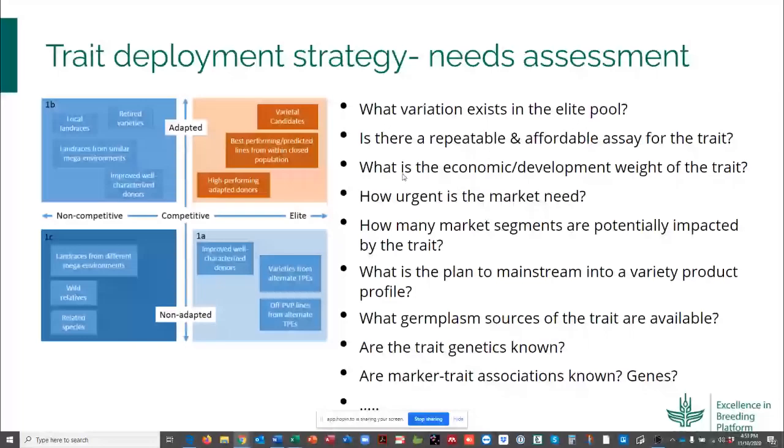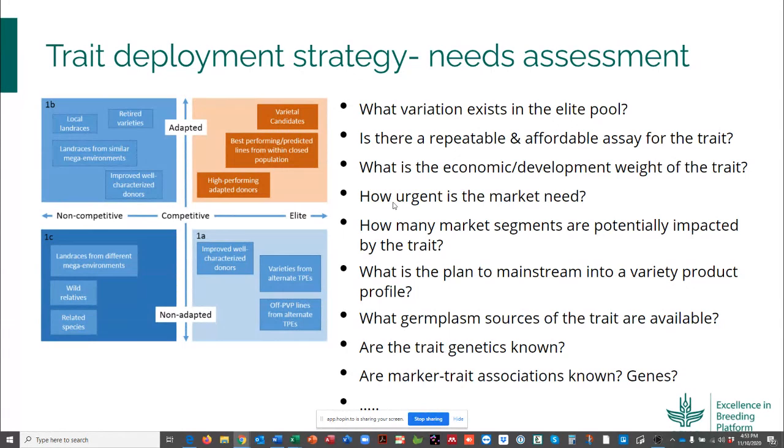And how urgent is the market need? Really trying to integrate these activities in with that market demand. What is being demanded from the markets, translated through the variety product profiles, and then back into this pre-breeding work, the trait discovery work. When we consider traits, how many market segments could potentially be impacted by the trait?